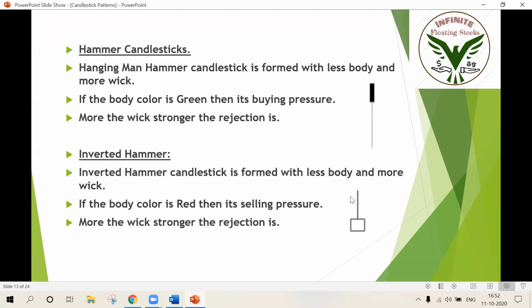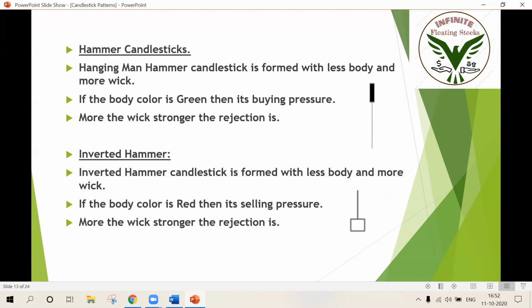Now look at the body. Sorry, the body will be red and it looks like a hammer in an inverted position. So it indicates selling pressure. This type of candlestick indicates selling pressure, and the hammer candlestick indicates buying pressure. The inverted hammer indicates selling pressure. And yes, the more the wick, the stronger the rejection is.